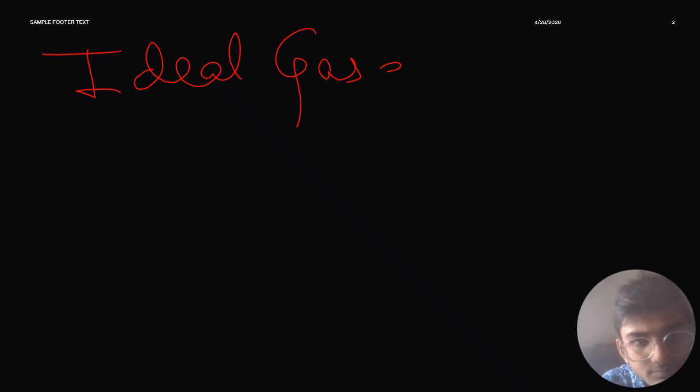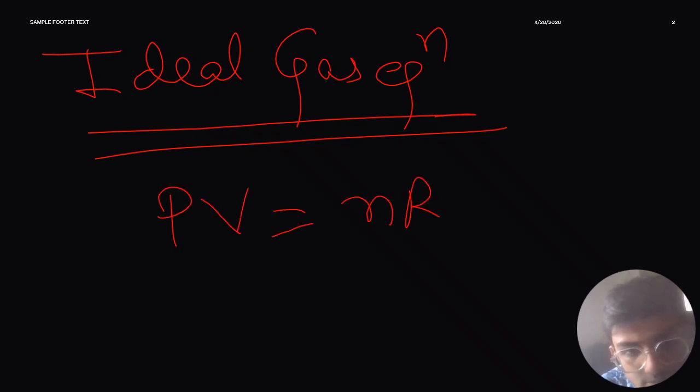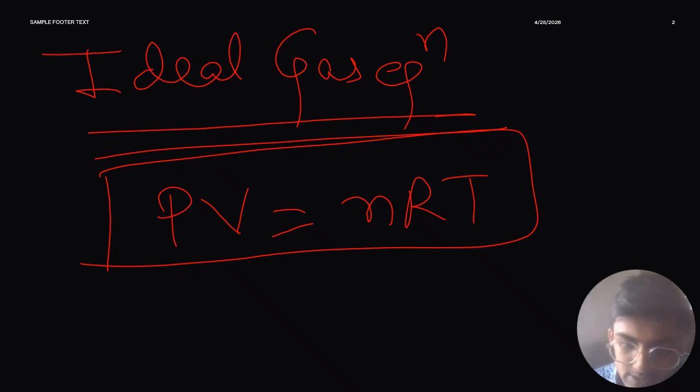Ideal gas equation. This time the slides are black so that things are pretty visible. So this is PV equals nRT, where P is pressure, V is volume, n is number of moles, R is the universal gas constant, T is temperature in kelvins.